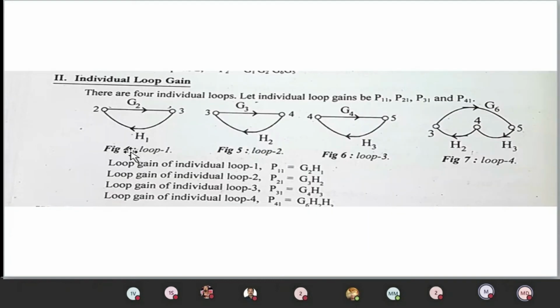Now individual loops, I told you already, it has 4 individual loops. 2 to 3, 3 to 2, G2 H1.